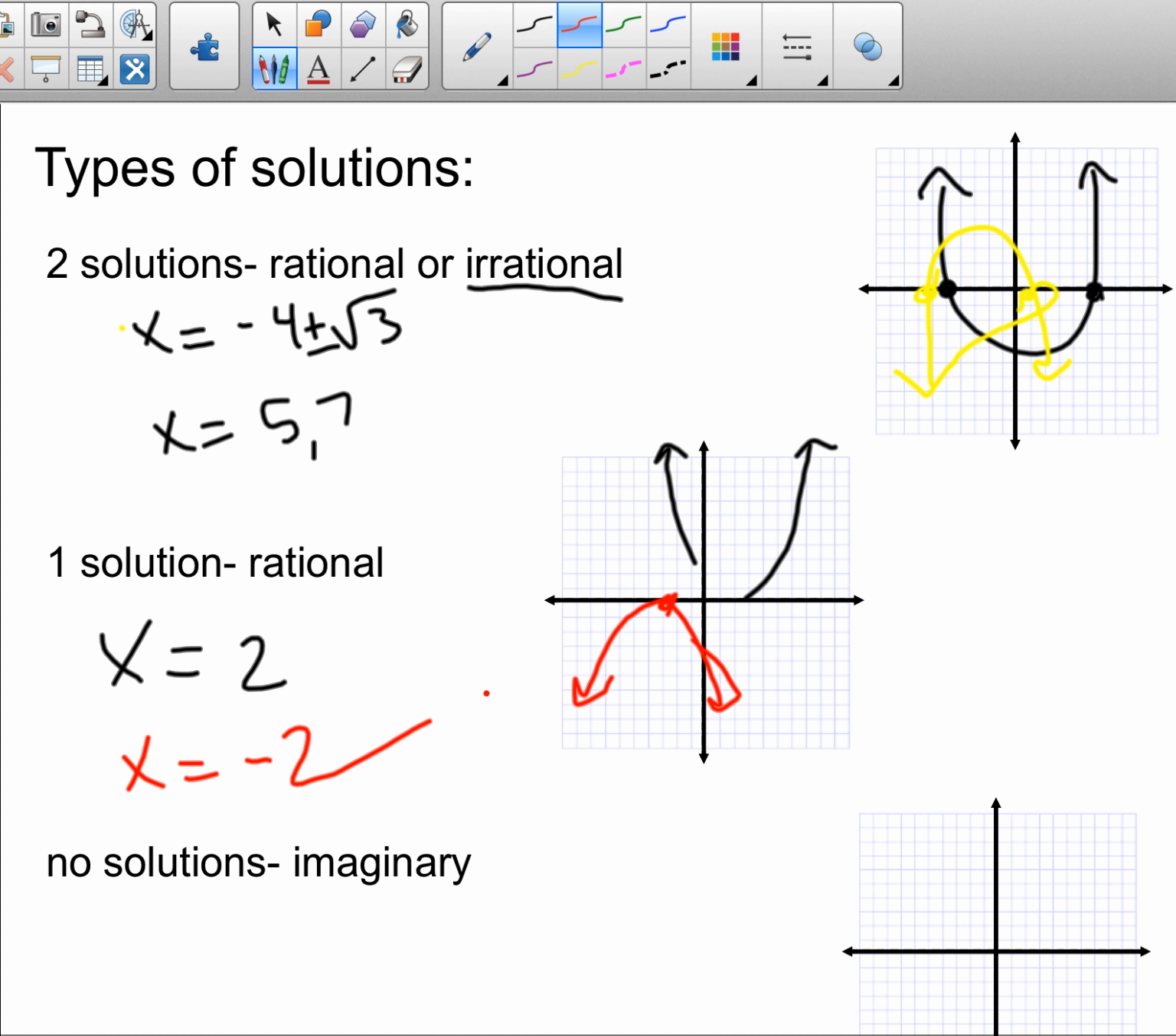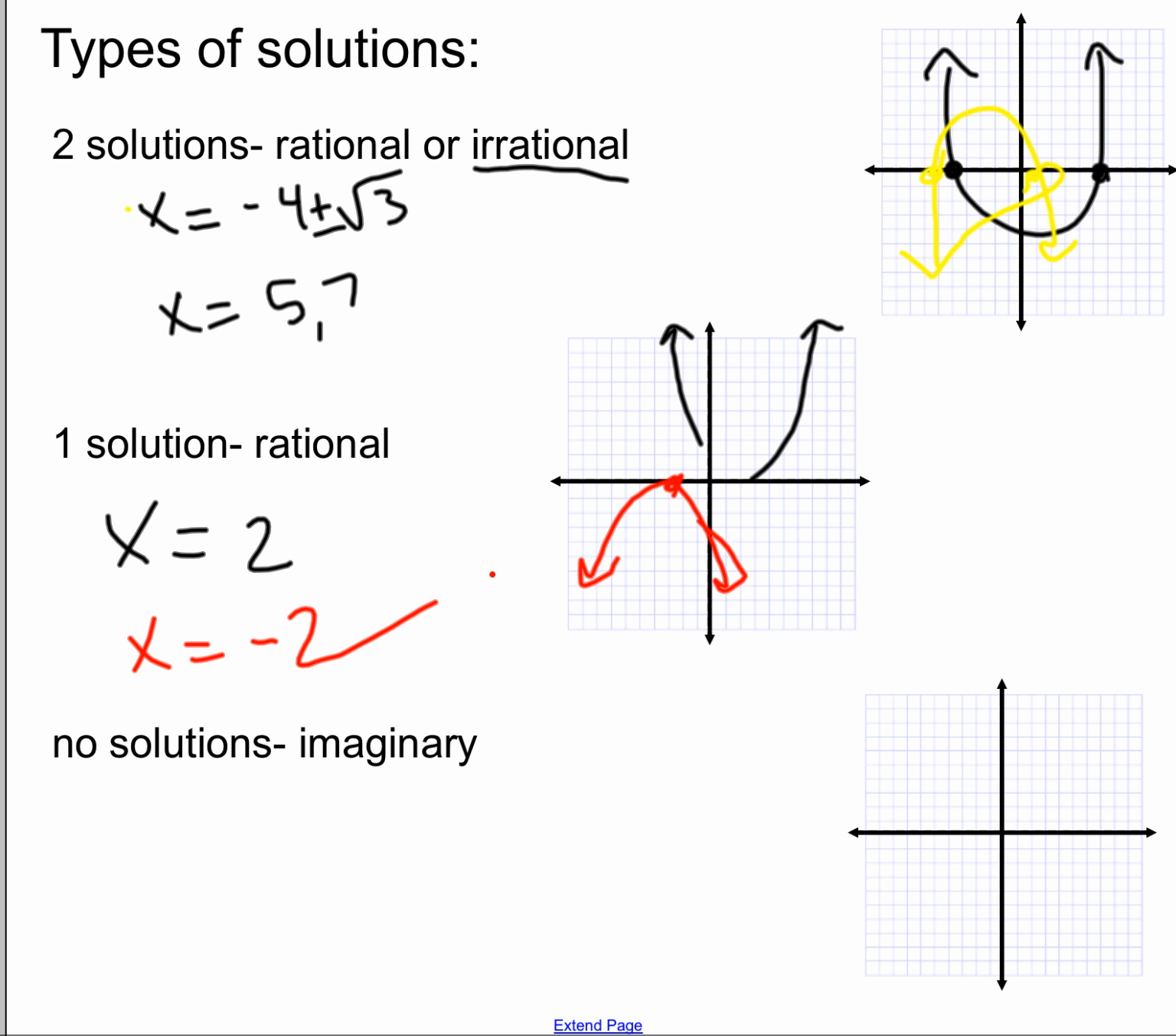Finally, the last type of solution is if you have no solutions, like what just happened. So that means x has no solutions because you got a negative under the radical. That means it never crosses the x-axis. Solutions is the same thing as x-intercepts. So it could look like this, it doesn't cross the x-axis. Or it could look like this, it doesn't cross the x-axis. Either one would be a no solution type of equation.